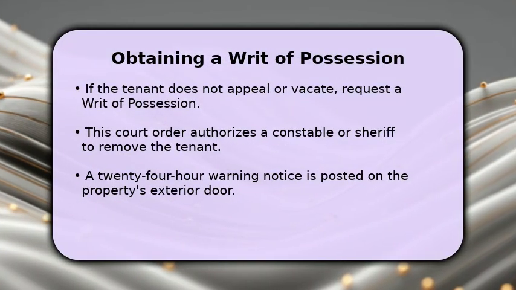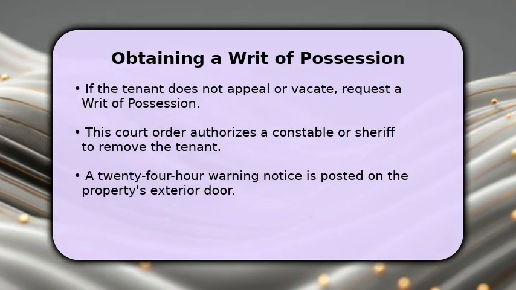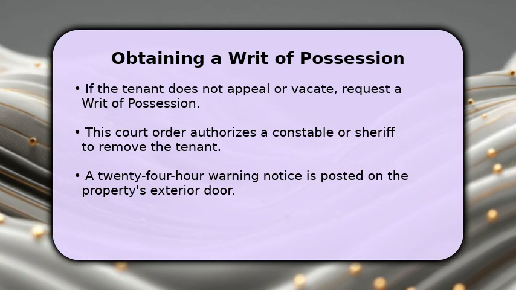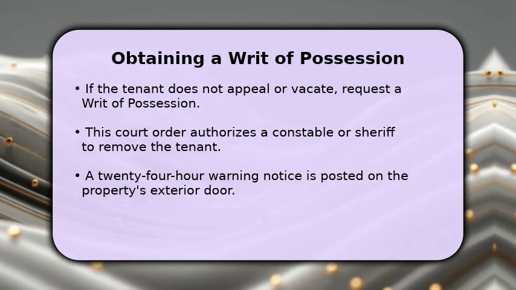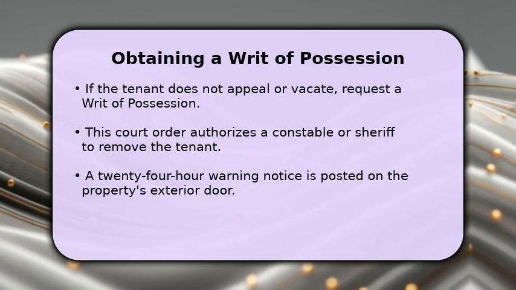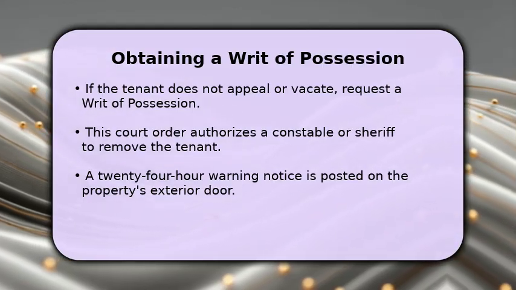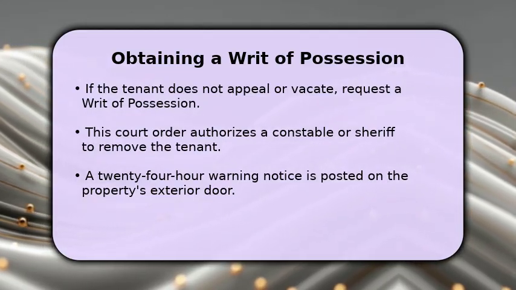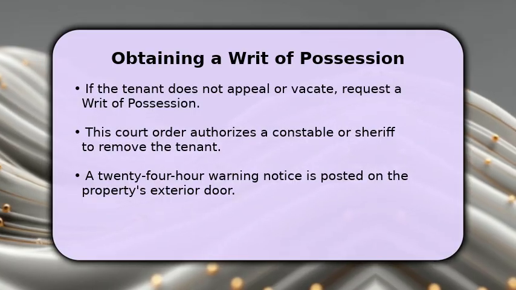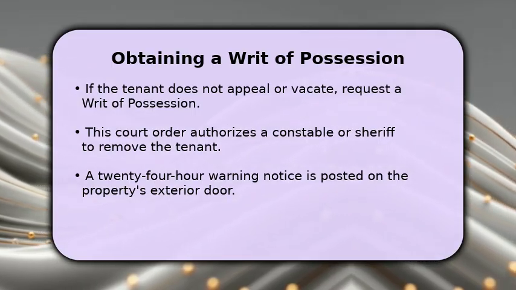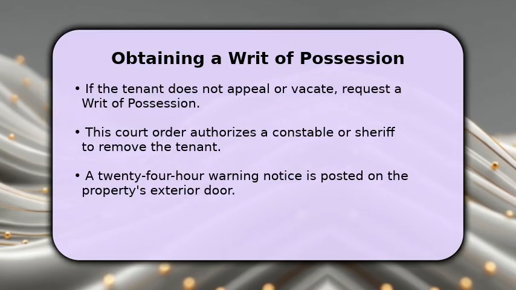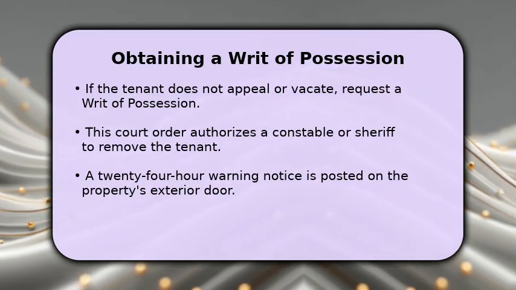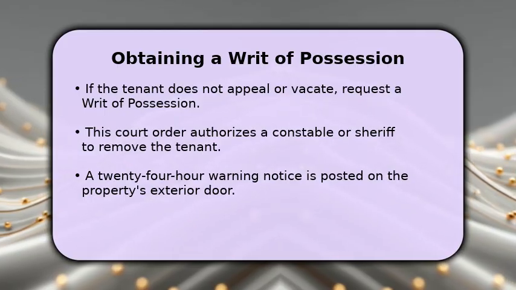Should the tenant fail to vacate or appeal the judgment within 5 days, you can then request a writ of possession. This is a critical court order that directs a constable or sheriff to physically remove the tenant and their belongings from your property. Before execution, the officer will post a warning notice on the door, giving the tenant at least 24 hours. The officer will then oversee the removal, ensuring you regain legal possession of your rental unit.